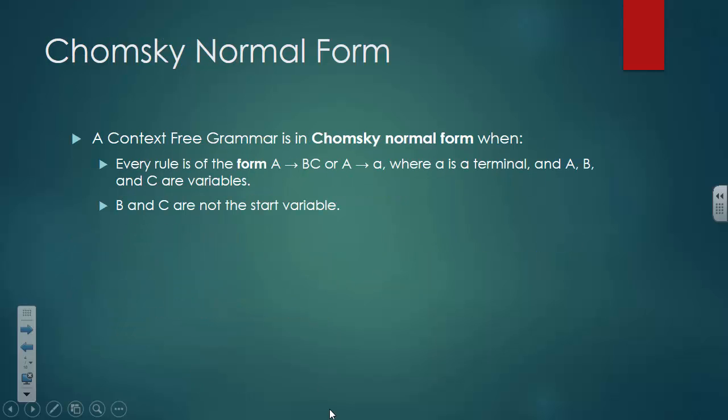What is Chomsky normal form? Just a brief explanation, since we've already gone over it in class: a context-free grammar is in Chomsky normal form when every rule is in the form A produces BC, or A produces lowercase a, where lowercase a is a terminal, and A, B, and C are variables. B and C are also not the start variable.